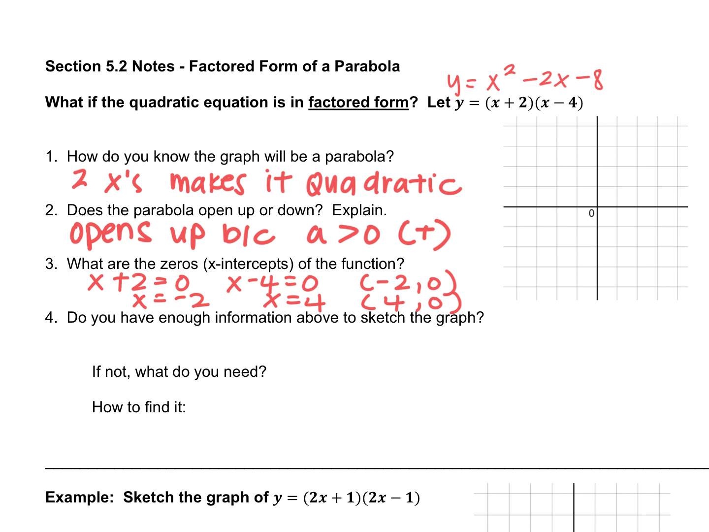Okay, so looking at just this equation, y equals x plus 2, x minus 4. Do I have enough information to sketch the graph without doing any math? Like, you know how in vertex form you can look at it and you can see, oh, I'm going right, up, reflecting, all those things. Can I do that in standard form or in this factored form? No, I cannot. So I do not have enough information, so no. So what do I need? I need the axis of symmetry.